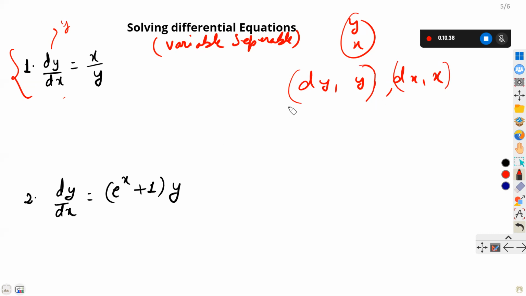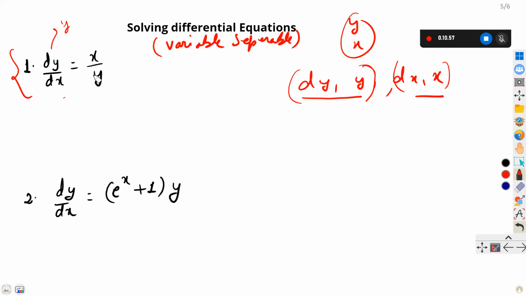Either we can cross multiply them, or we can add or subtract them, or we can change from the left hand side to the right hand side. Whatever the case, we are going to take dy and y together on one side and dx and x together on the other side. So let's see how we can do this in the first part.